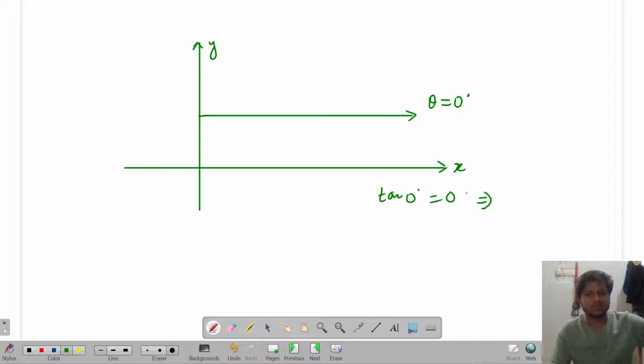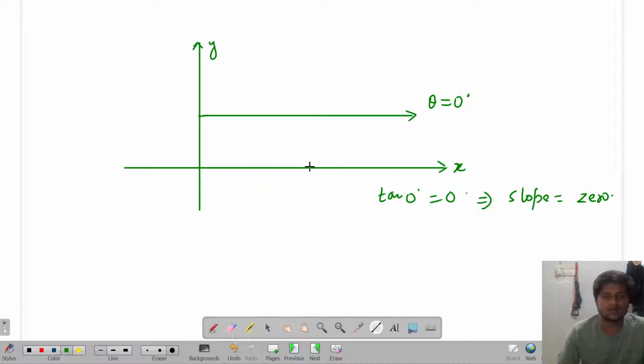So if it is 0, that implies what? Slope is not defined, yes or no? Sorry, slope is not defined, no. The slope is 0. So acceleration is also 0. Yeah, slope is 0 over here. Why? Because perpendiculars are not available over here.